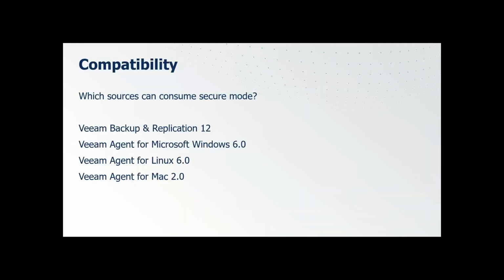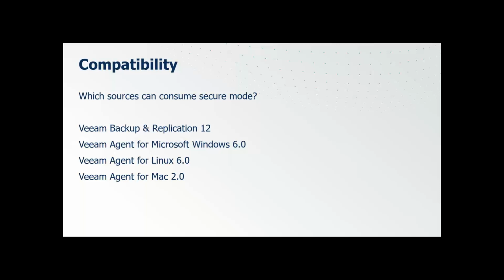Another point of attention, compatibility. Obviously, this solution is very cool, but remember, this is a new V12 feature, and as such, only the new version of the software can consume this solution. So you need to have V12 as the receiving target, but you also need to have V12 as the source. The sources that can consume secure mode are Veeam Backup & Replication version 12 and the new agents: Agent for Microsoft Windows 6.0, Agent for Linux 6.0, and Mac 2.0.